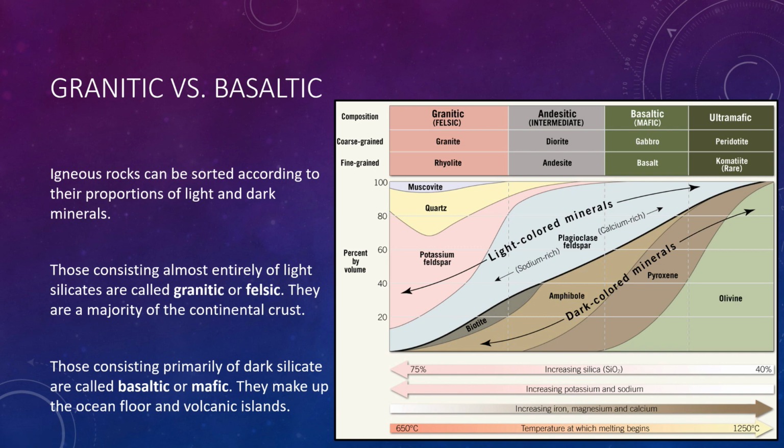Rocks of granitic composition include granite and rhyolite. So you can see there's two forms of this. If it's got a coarse-grained texture, which we'll talk about soon, you can see it as granite, or if it's more fine-grained, it's rhyolite.